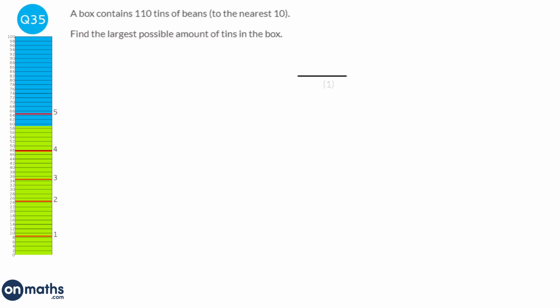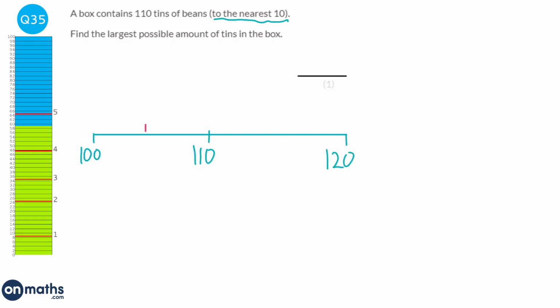If I start by drawing a number line, and we're going to put the 110 in the middle. Now I'm going to label the next one down and the next one up. It says to the nearest 10, so the next one down would be 100, and the next one up would be 120. Now we're interested in the cutoff, and the cutoff point is between the two numbers. Okay, so that's the cutoff point.